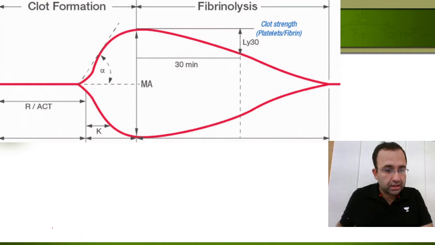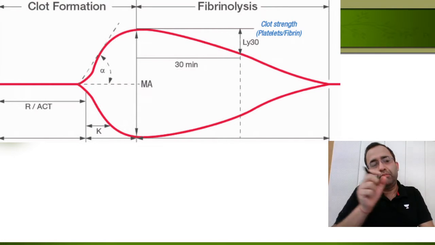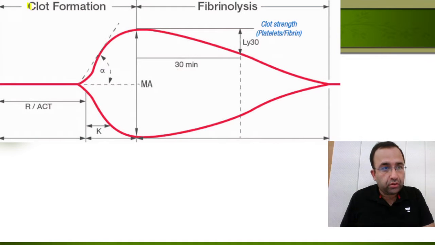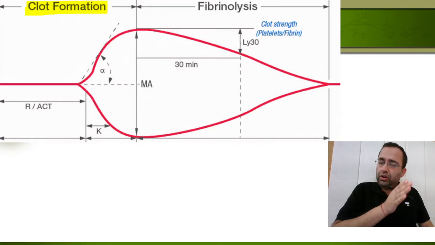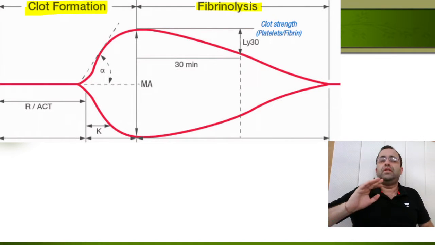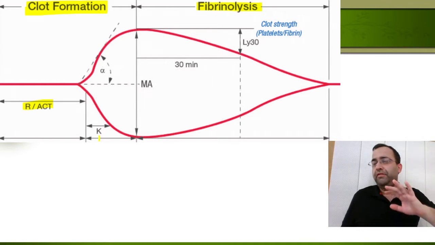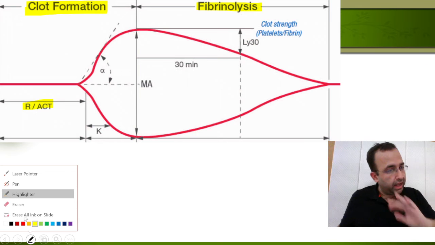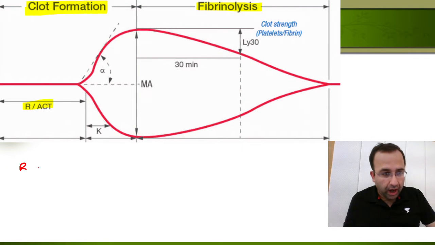Thromboelastography looks at both components: clot formation followed by fibrinolysis. There are various times associated with it. Let's look at them one by one, quickly. Starting with R. R is the reaction time.